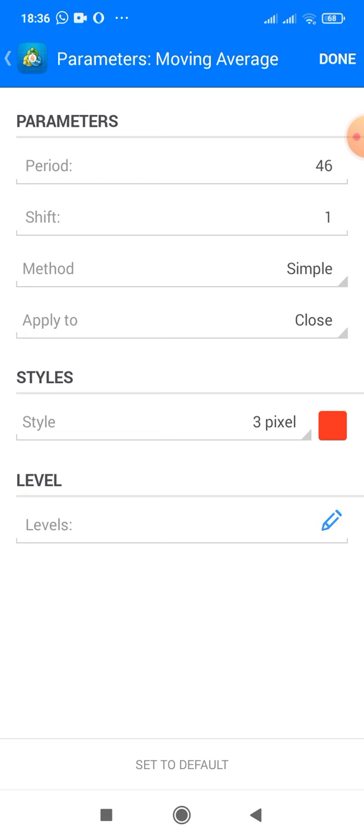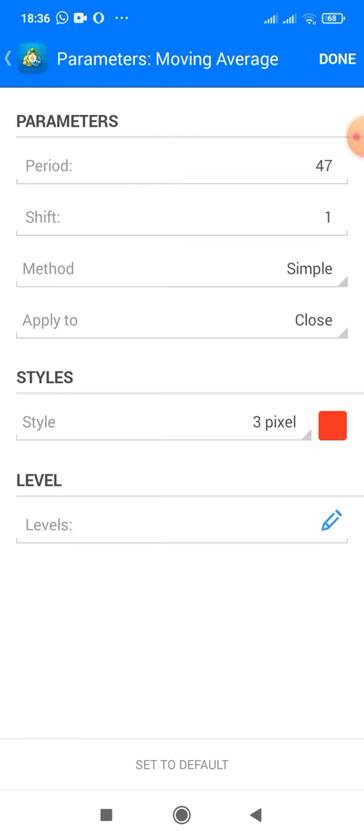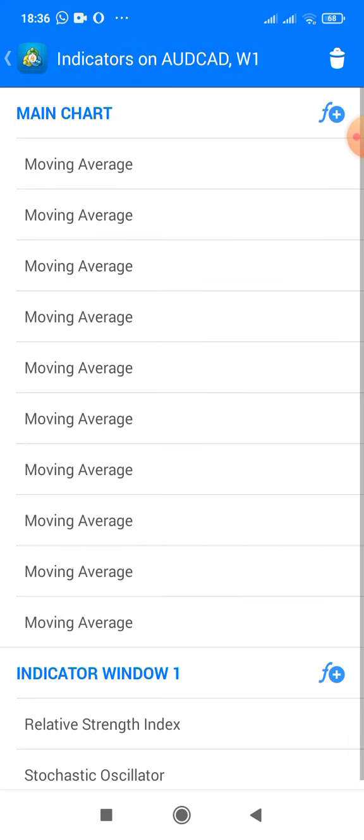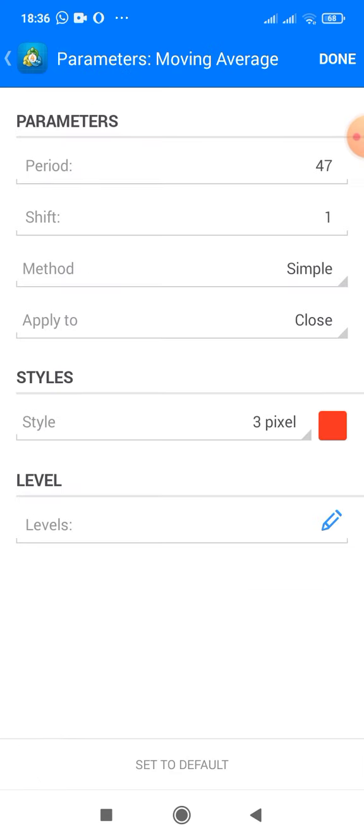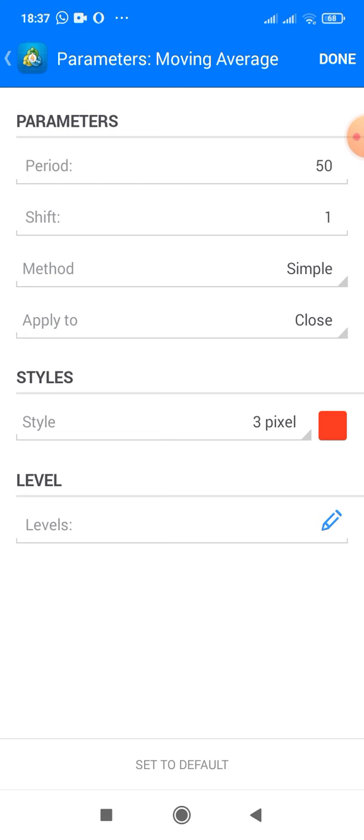Then you now change the color. 46, shift is 1. What has now changed is the value for period, which is now 46. Shift has now changed to 1. Then the color has also changed. Then we go to 46. We go to 47. We go to 48, 49, then we go to 50.